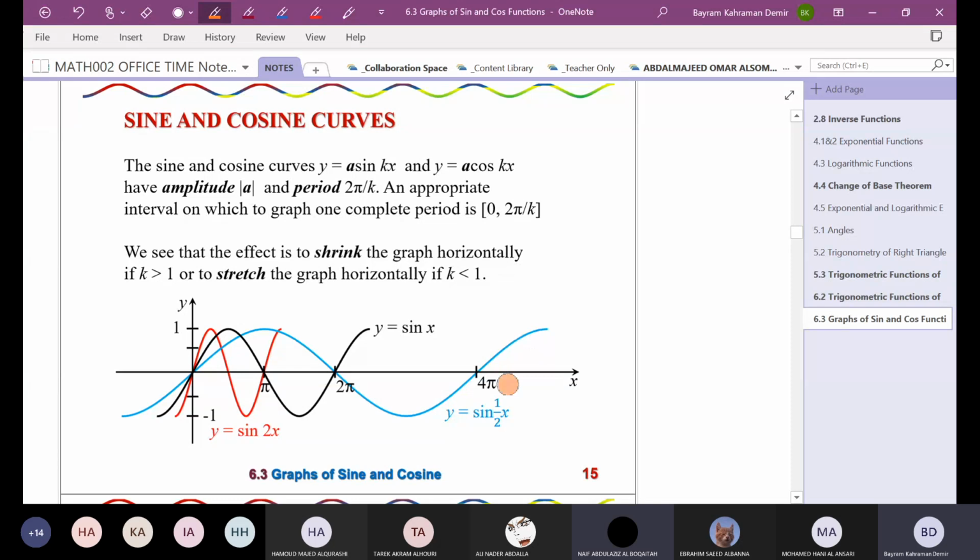So how do we determine that? You need 2 pi divided by k. Divide 2 pi by k, which is a half, right? Yes, it will become 4 pi. Yes. Exactly. Perfect.